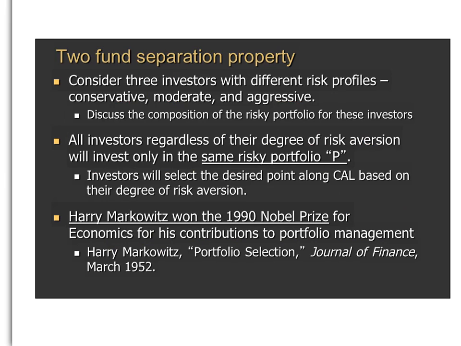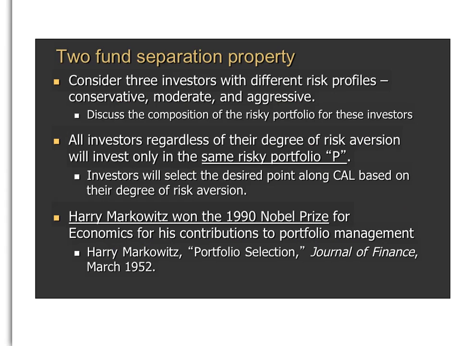So let's consider three investors with different risk profiles. A conservative investor C, who cannot handle much risk, an investor with moderate risk profile M, and an aggressive investor who can take on a lot of risk. Now, intuitively, one would assume that the portfolios of these three investors are going to be very different. Harry Markowitz's work showed that this intuition actually does not flow through.